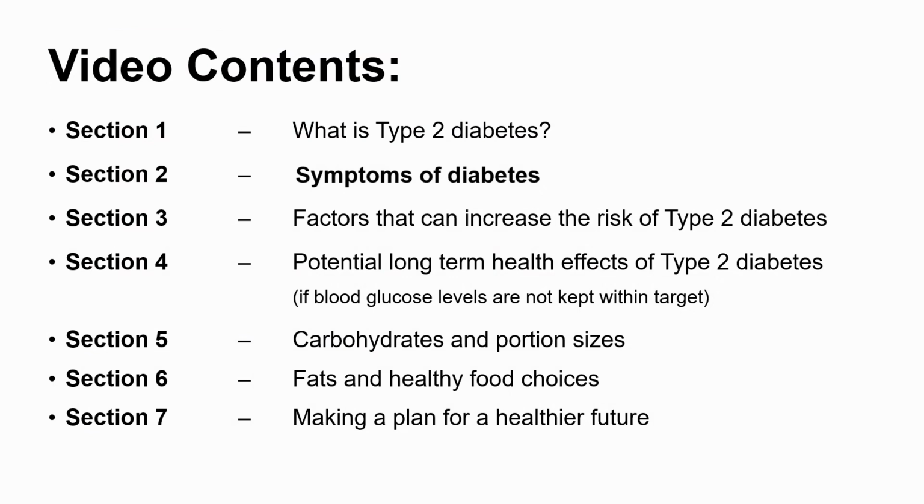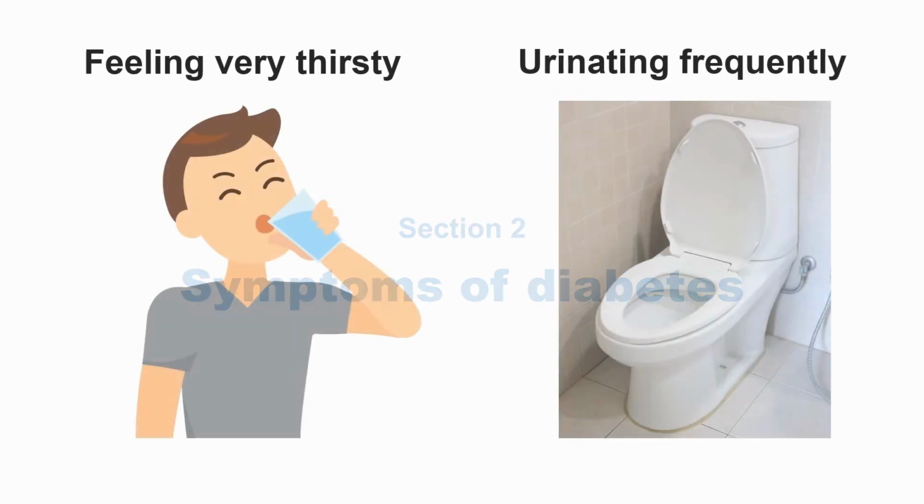In section 1, we found out what is type 2 diabetes. In this section, we will find out what the common symptoms of type 2 diabetes are. However, some people may not have experienced any symptoms before they were diagnosed with type 2 diabetes. Feeling very thirsty and drinking a lot more than is usual for that person is a symptom, and/or needing to wee a lot more than is usual for that person is a symptom.